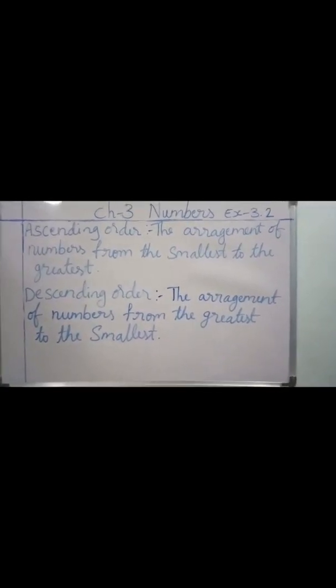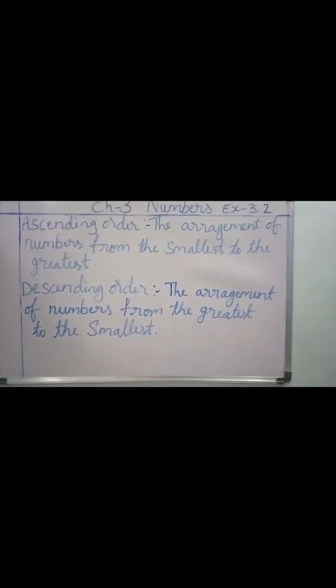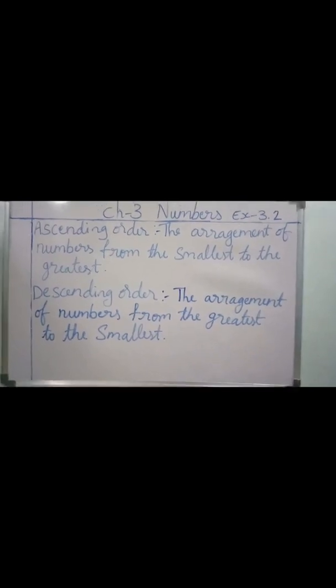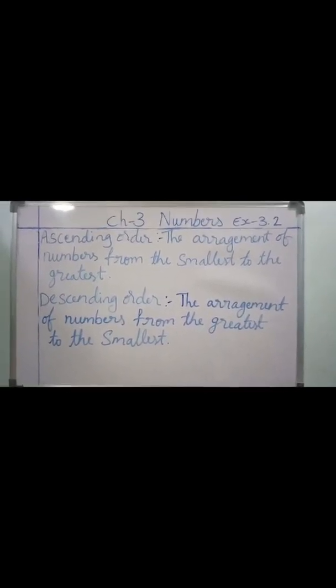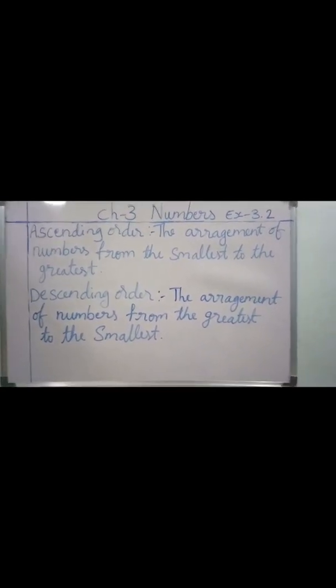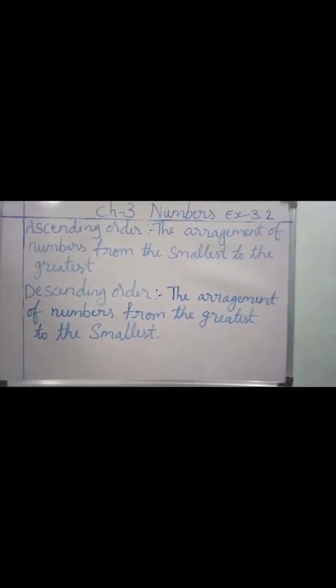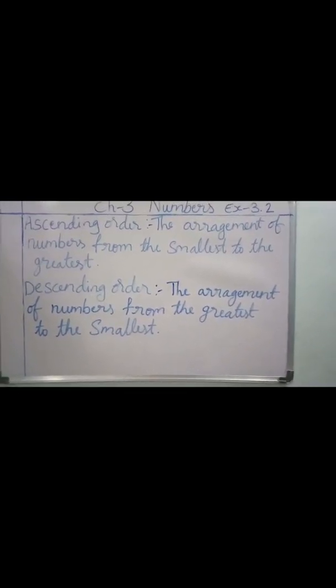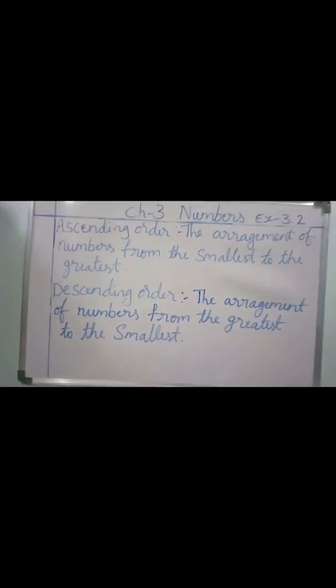Descending order means the arrangement of numbers from the greatest to the smallest. Okay, children, I will tell you how to arrange the numbers. First, you should compare the numbers. After that, you should arrange from the smallest number to the greatest number. Again, you should compare the numbers and arrange them from the greatest to the smallest number.